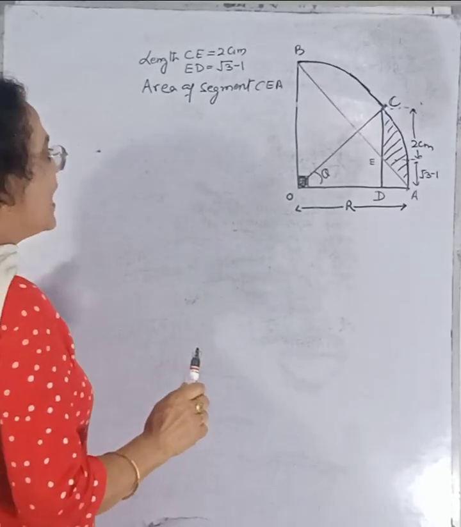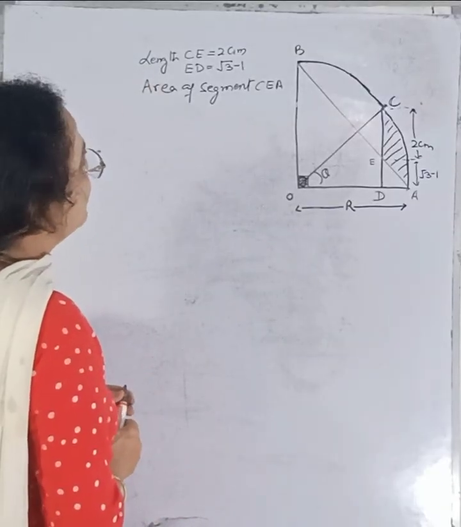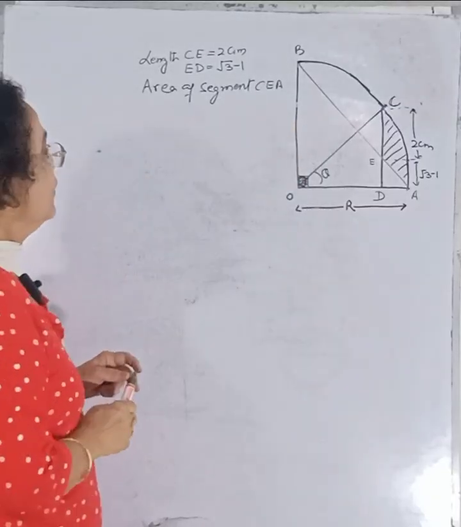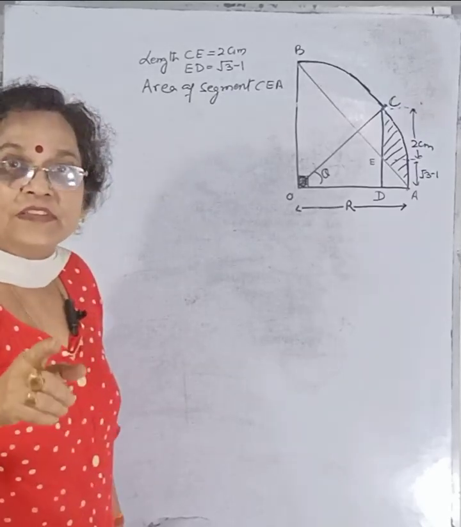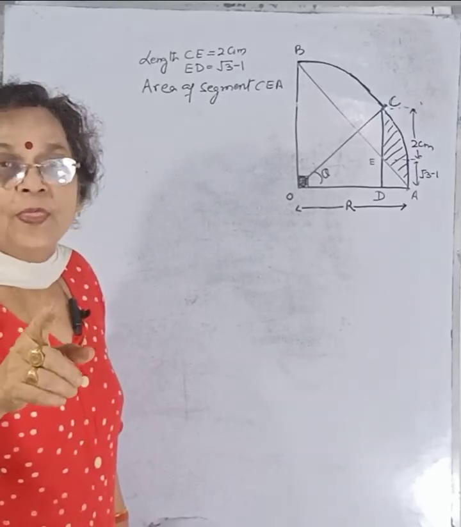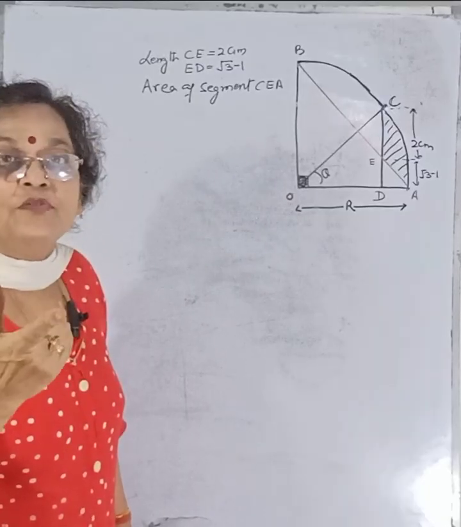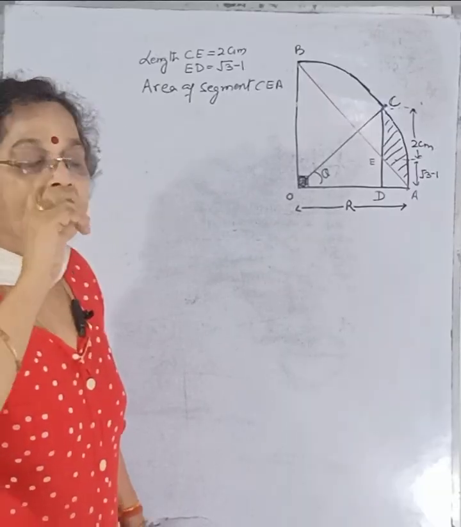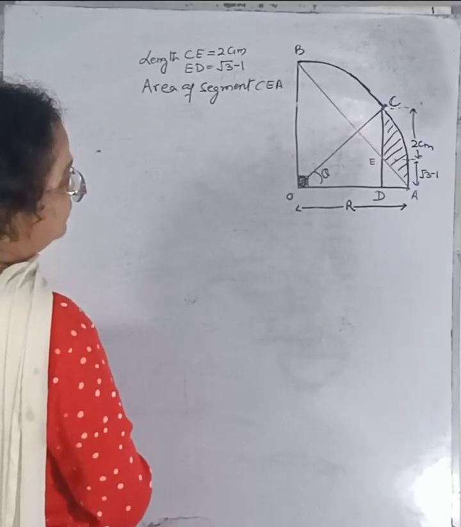Okay. Now our aim is to find the segment area. First of all, it means we have to find the area of the full sector OAC. But in order to find the area of the sector, R should be known. The radius of the quarter circle should be known. R is not known to us, so first of all, we calculate R. Now the question is how we can calculate R.